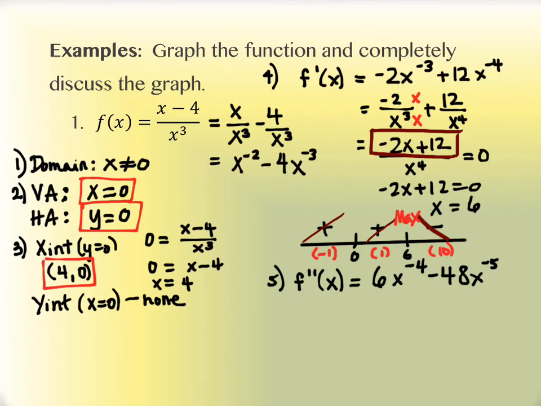Now, the whole point of what I'm doing is that I want to put this on a graph. So if I've got the max at 6, I need to know what the maximum y value is, right? How do I find that? Plugging 6 into the original. Ah, into the original. Very good. So take your original function and plug in 6. In particular, I have 6 minus 4 over 6 cubed.